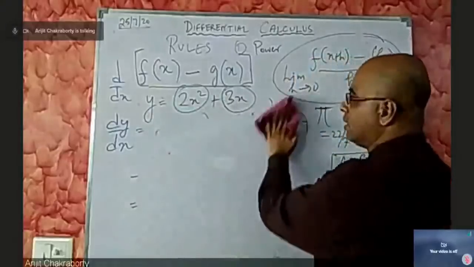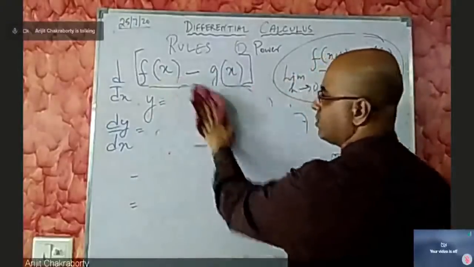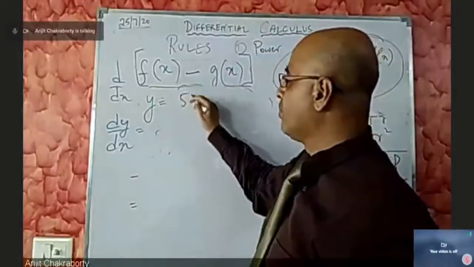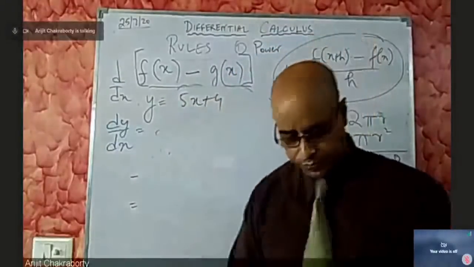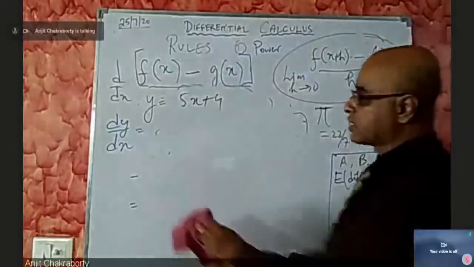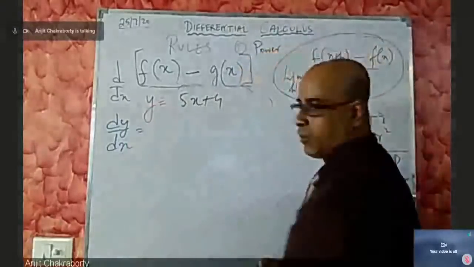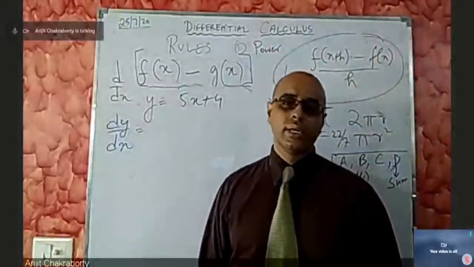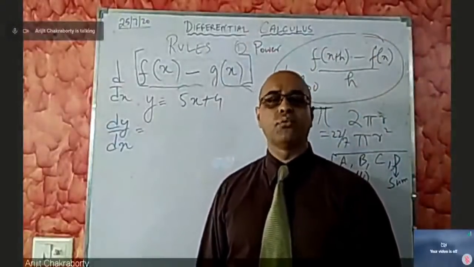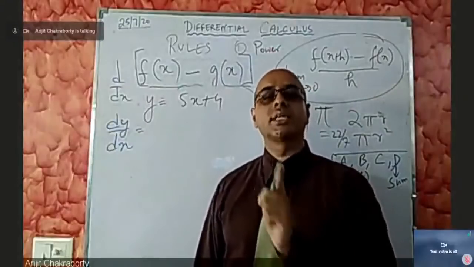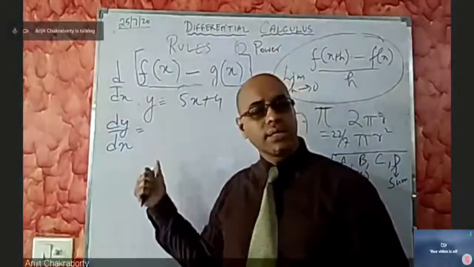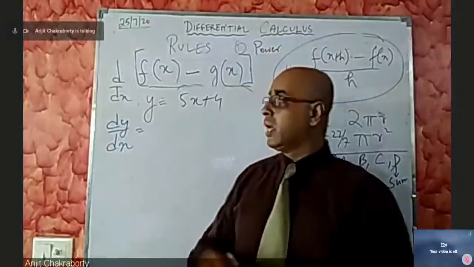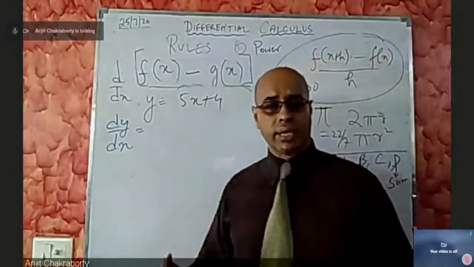Let the function be y equal to 5x plus 4. We have to find dy by dx, that is the derivative of y. In other words, the differential coefficient of y with respect to x. You can see once again, I am repeating, y is the dependent variable and x is the independent variable.